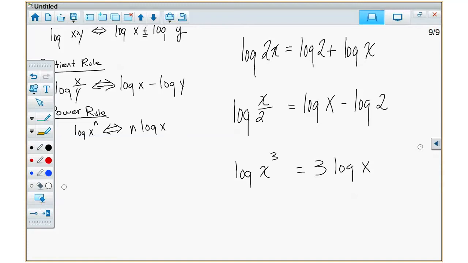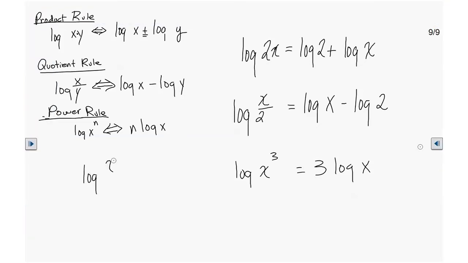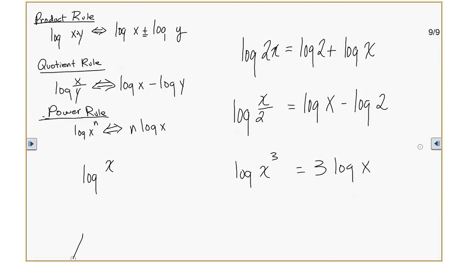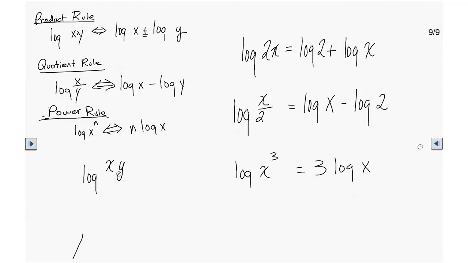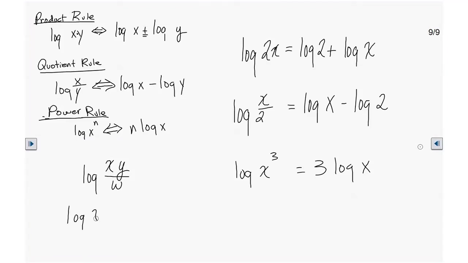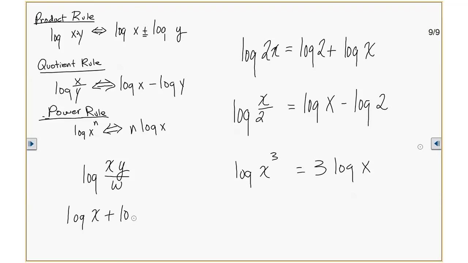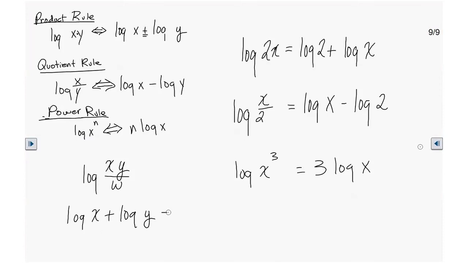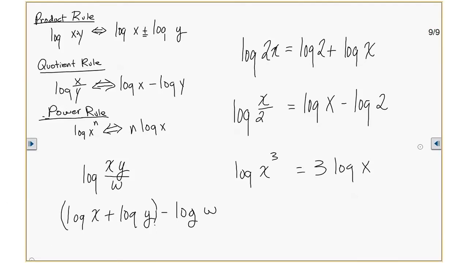All right, so what about log of xy over w? So what to do there? Well, you got division and multiplication. So that's going to be log of x plus log of y minus log of w. If you want to put parentheses around this part, that's fine.